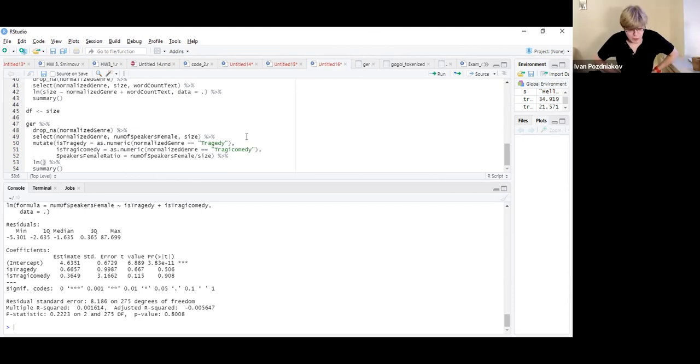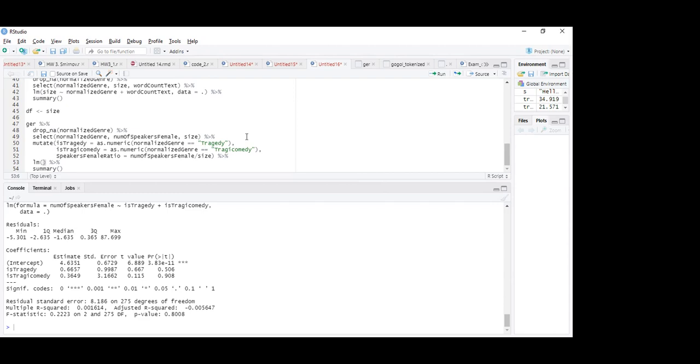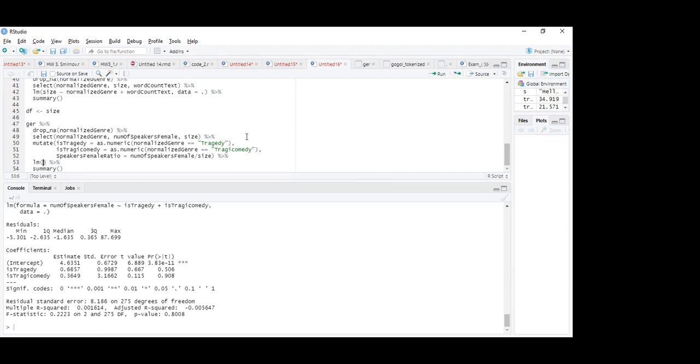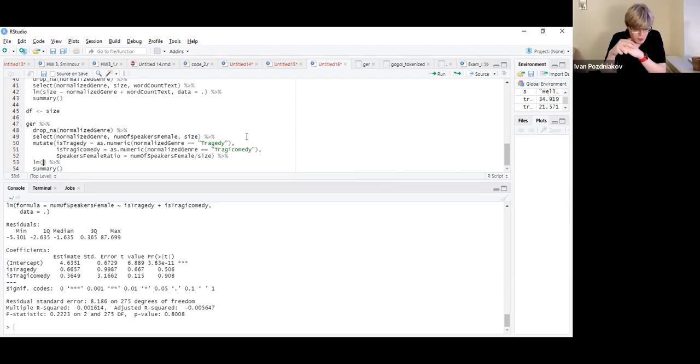Okay. So, what is the predictor? What is the outcome? Okay. So, as a predictor, I use normalized genre. Right. So, I want to know how many female speakers are in different genres. Or not the number of female speakers, but the ratio. So, you want to test whether the genre of a play influences the gender ratio.